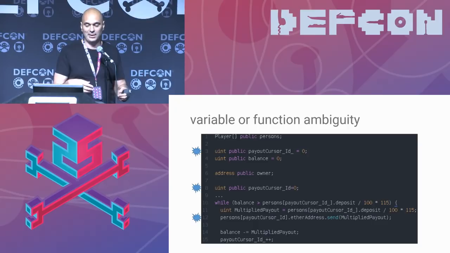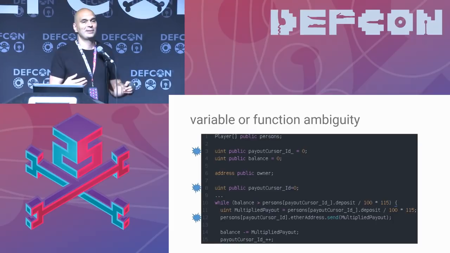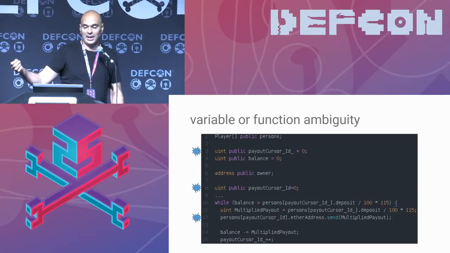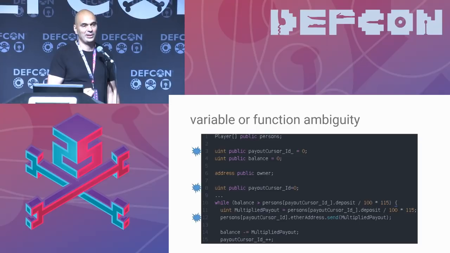Mistakes can happen. But it's also possible to trick people into thinking the code they're reading in a quick glance is actually doing something different than what it does. So in this case, we have two separate variables you can see. You've got payout cursor ID with an underscore at the end, and you've got payout cursor ID with no underscore at the end. Talk about something that's incredibly easy to miss if you're just scanning through. It's like, oh yeah, he's just talking about payout cursor ID. So what happens is the first variable is getting incremented, but the line of code that actually draws the money out is taking it from the other one.